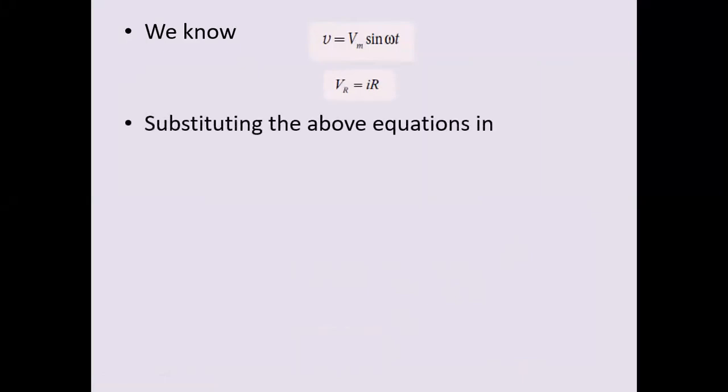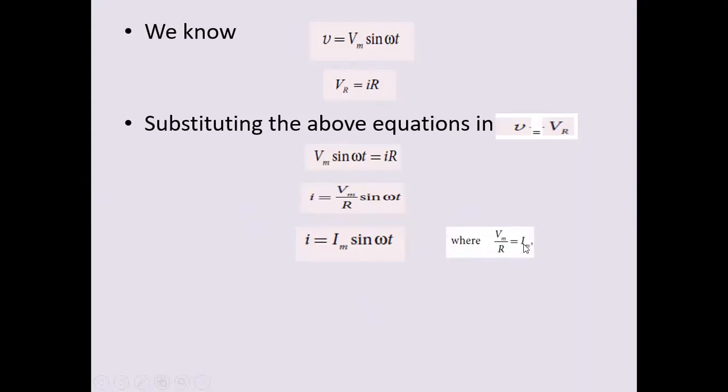Now we know V is equal to Vm sin omega t, and VR is equal to IR. Now we are going to substitute in this given equation V is equal to VR. So equating both, we write Vm sin omega t is equal to IR. Rearranging the equation, I is equal to Vm by R into sin omega t. Now I am going to take Vm by R as Im. So the equation can be written as I is equal to Im sin omega t.